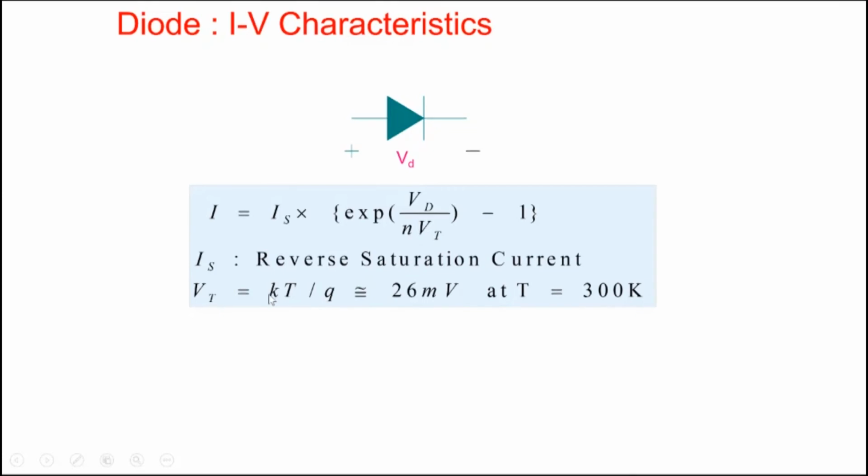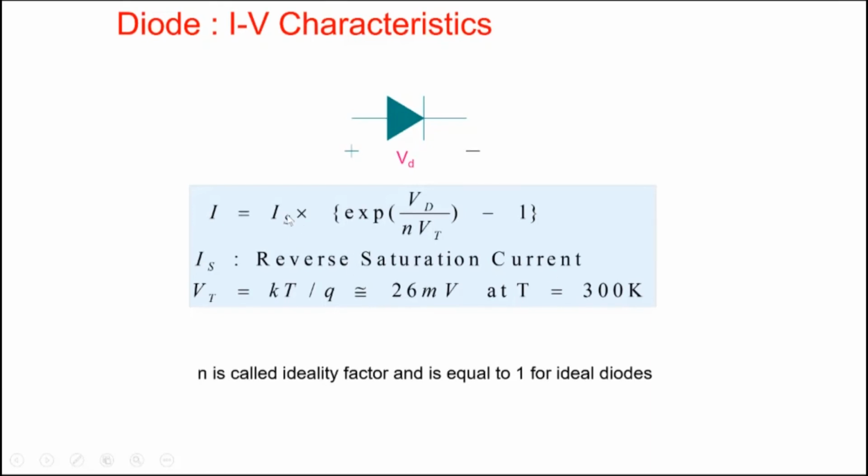Vt equals kT by q, where k is the Boltzmann constant, T is in Kelvin, and q is the charge. The value of this is 26 millivolt at 300 Kelvin. At any other temperature you can of course substitute the temperature and calculate Vt. N is what we call the ideality factor, and if N equals 1, we call such diodes ideal diodes. In practical diodes N could be 1, but often N is somewhere between 1 and 2. And Is we call the reverse saturation current.